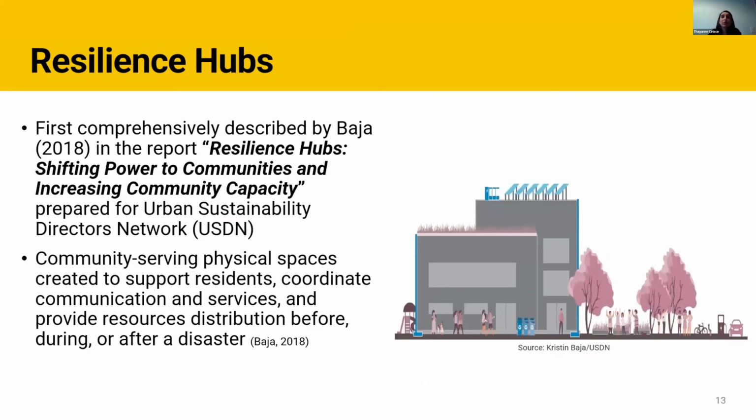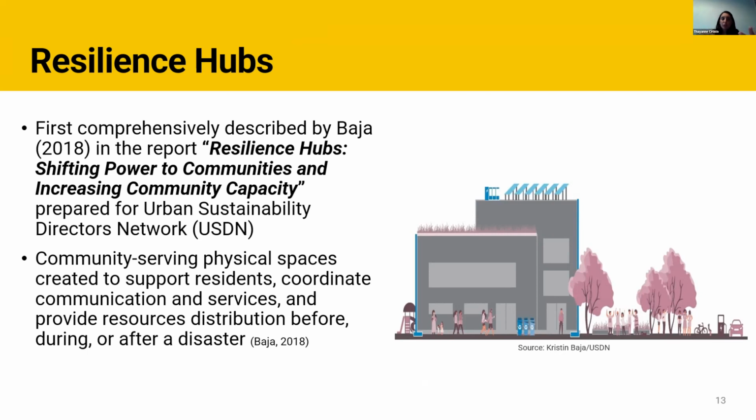The resilience hubs were first comprehensively described by Baha in the report Resilience Hubs, Shifting Power to Communities and Increasing Community Capacity, that was prepared for USDN. They are defined as a community service, the building and its surrounding infrastructure, and they are created to support the residents, coordinate communication and services, and provide resource distribution before, during, and after a disaster.